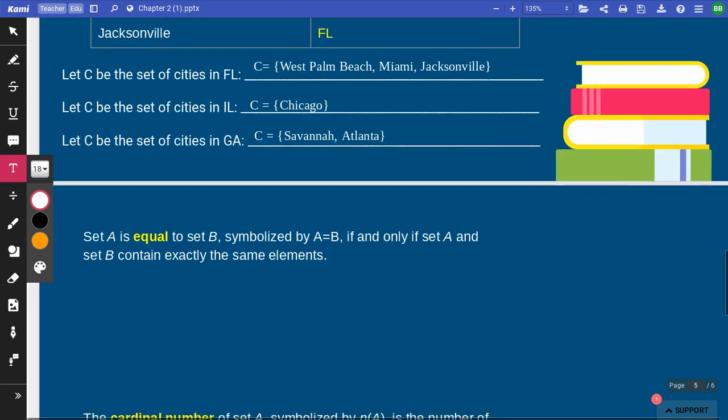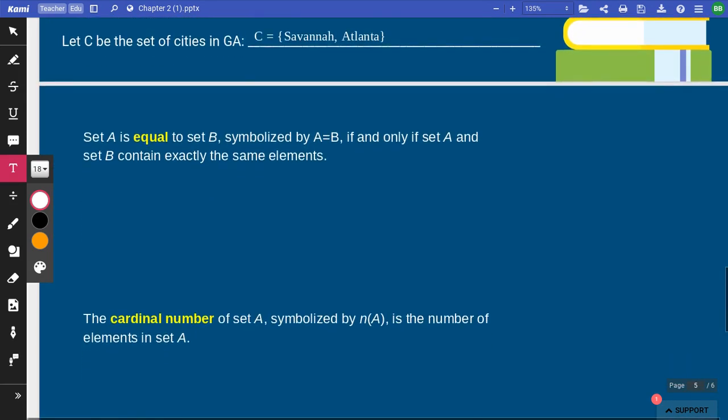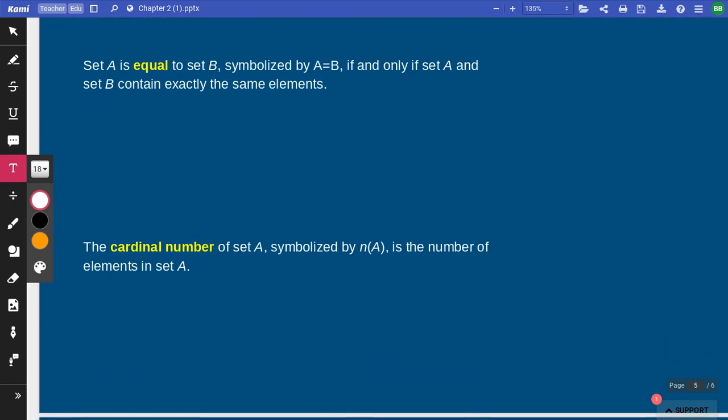Okay. Now let's go to a couple of definitions. Set A is equal to set B, symbolized by A equals B, if and only if set A and set B contain exactly the same elements. They do not say that you have to have them in the exact order, but they have to have the exact same elements. Let's do an example.